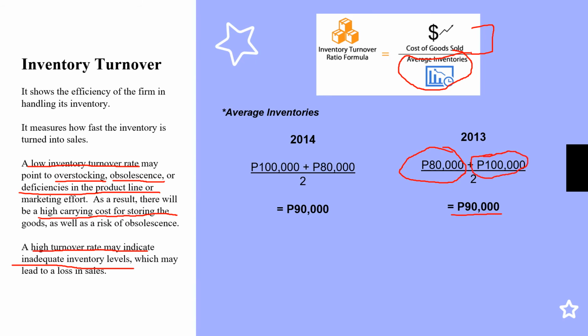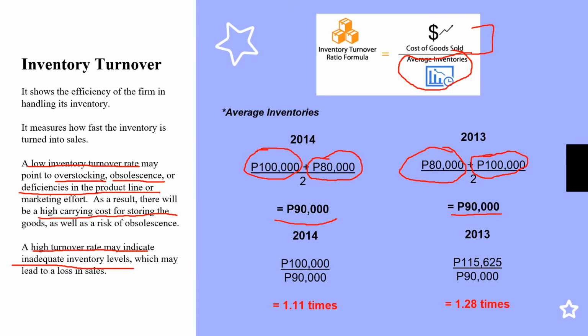Then, for 2014, ito yung inventories natin for 2013. And then, for 2014, ito naman yung inventories natin. Then, just divide 2 to get the average. And then, we have the same. So, we have the same 2013 and 2014, 90,000 yung ating average inventories. So, let's try to compute for the inventory turnover.